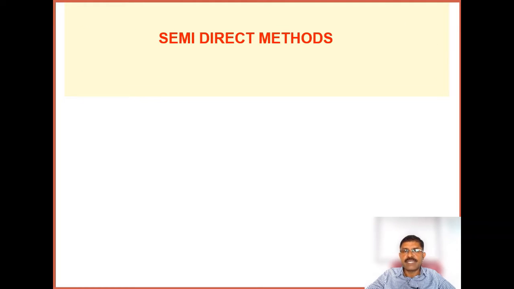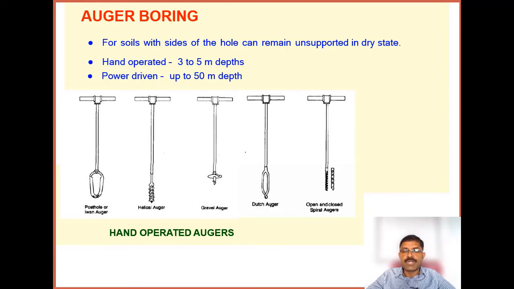Now let us see the semi-direct method. This is the most widely used method. So boring machines or equipment are used for this. It is done for 3 to 5 meter depth with hand operated machines, and mechanically operated or diesel engine operated methods can be adopted for a depth of 50 meters.